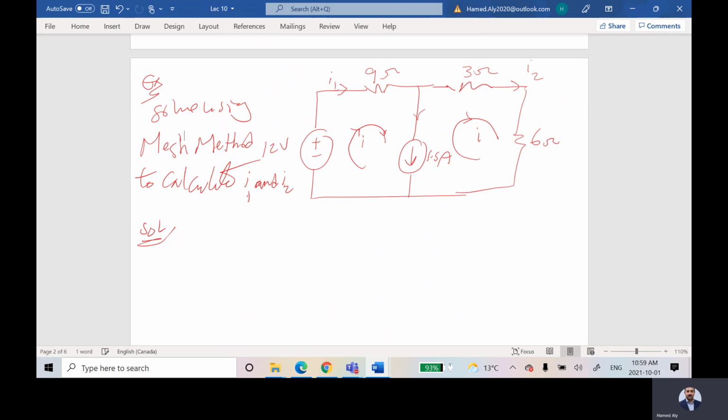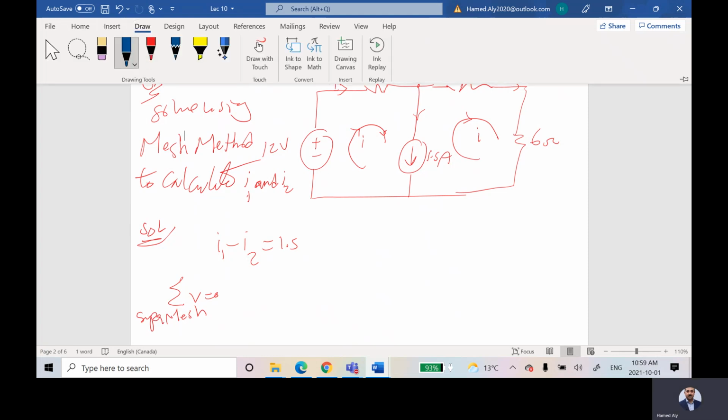What about the current here? My friend was asking me about the direction. Could you please let me know the current here? Is it I1 minus I2 or I2 minus I1? Yes, who asked me about the direction? I don't remember your name. Yes, you. Since this current is in the direction of I1, I can say I1 minus I2. If I got lost, I will say summation of the current for this node is equal to zero. So I can say I1 minus I2 is equal to 1.5. Then I will say summation of V is equal to zero for the super mesh. For the super mesh, what I have is this guy.